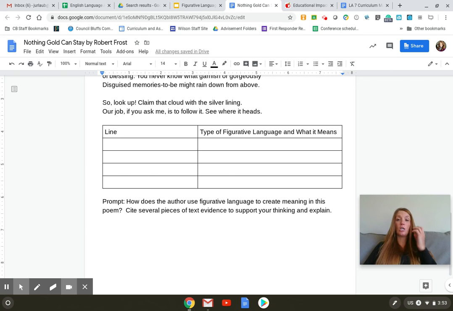How does the author use figurative language to create meaning in this poem? And then just make sure you're citing evidence to support it. So good luck and have a great time practicing that skill.